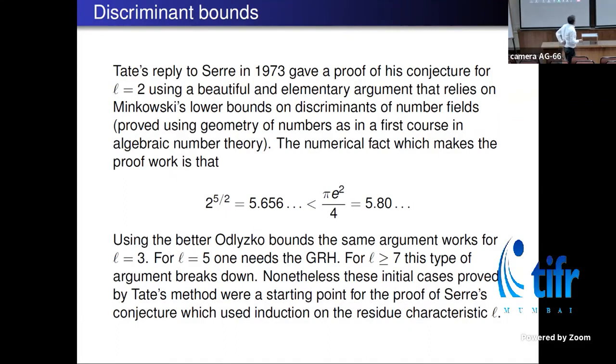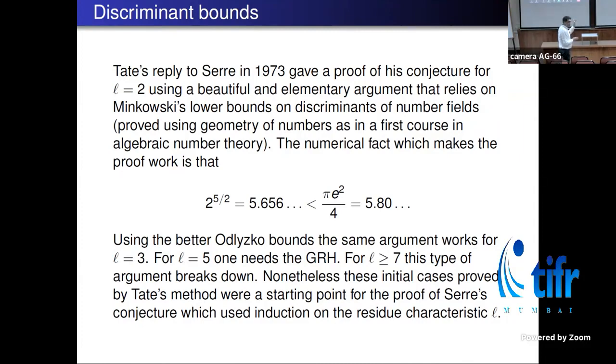So Serre observed that you can use Tate's argument for l equal to 3, using slightly better bounds on discriminants due to Odlyzko. For l equal to 5, Schoof and Brueggemann later proved similar statements, but after a while this argument just doesn't work. For l equal to 7, for example, there's no way this kind of argument can work. Nonetheless, these initial cases proved by Tate were a starting point for our proof of Serre's conjecture.